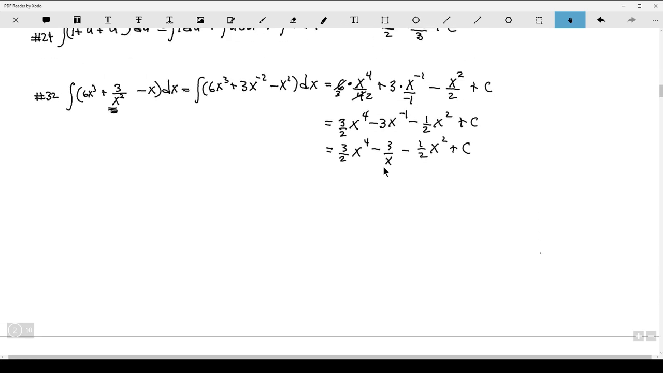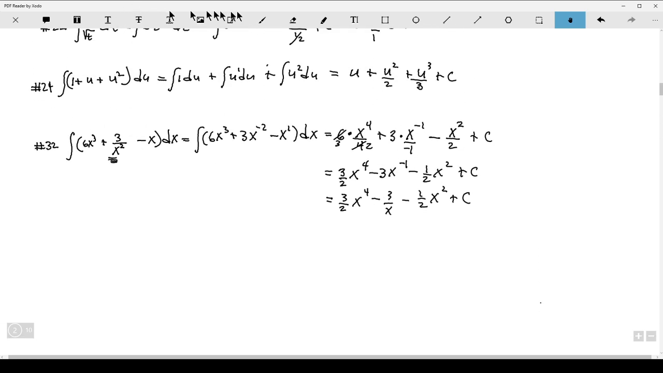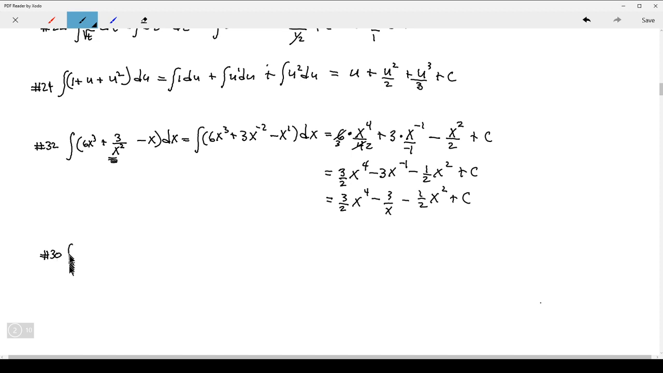Okay, let's do one more problem here. I had at least one of these that involved an e to the x. Yeah, okay, let's do 30. 30 is a good one. So we'll go back to number 30. 30 is 2 plus x plus 2x squared plus e to the x.